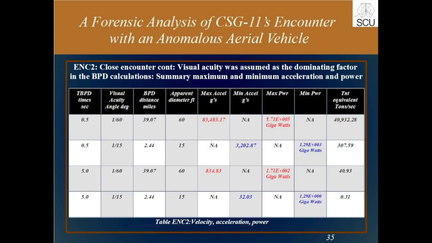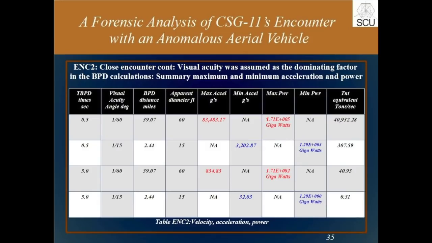This is equivalent to a 40-kiloton nuclear weapon. I think the one that they dropped on Hiroshima was about 17 kilotons. That's per second to do this. Clearly, something strange is going on here. Nobody reported any of this.